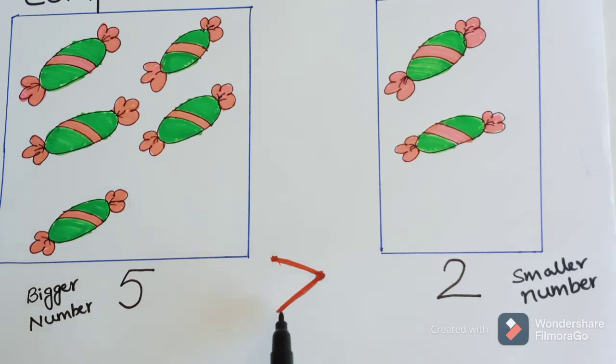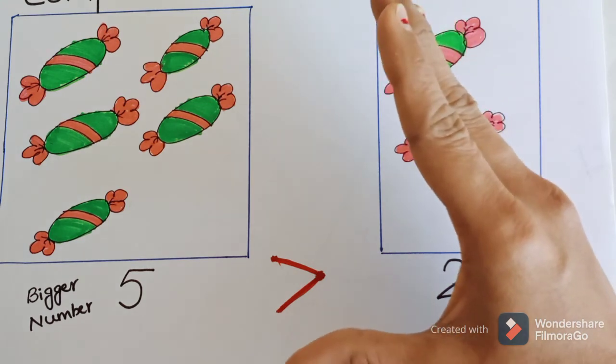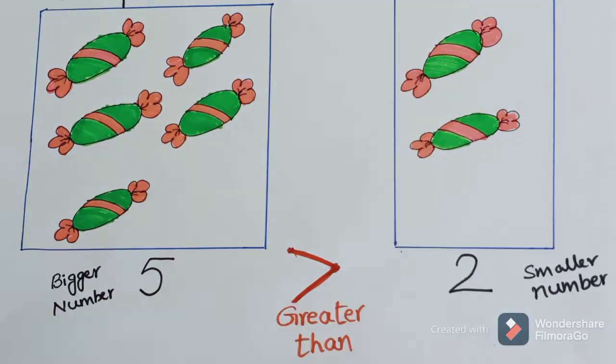This is an arrow. This arrow mark points towards the smaller numbers and the open end of the symbol faces towards the bigger numbers. So if you open your right hand, this open end of the symbol should face towards the bigger numbers. So what is the name of this symbol? Children, this mathematical symbol name is greater than. So the greater than symbol is used only for bigger numbers. To show the bigger numbers, we use the greater than symbol. Okay? Now we will see which symbol is used to show the smaller numbers.